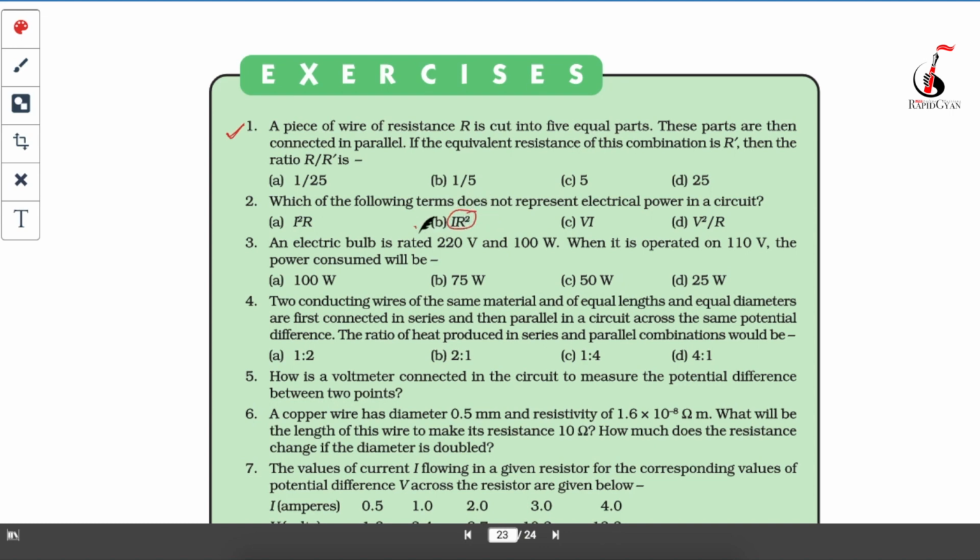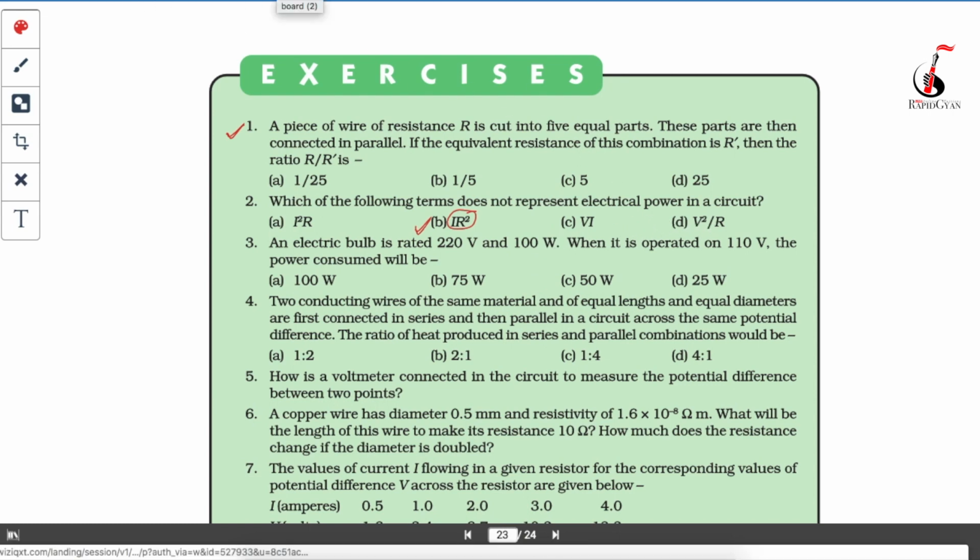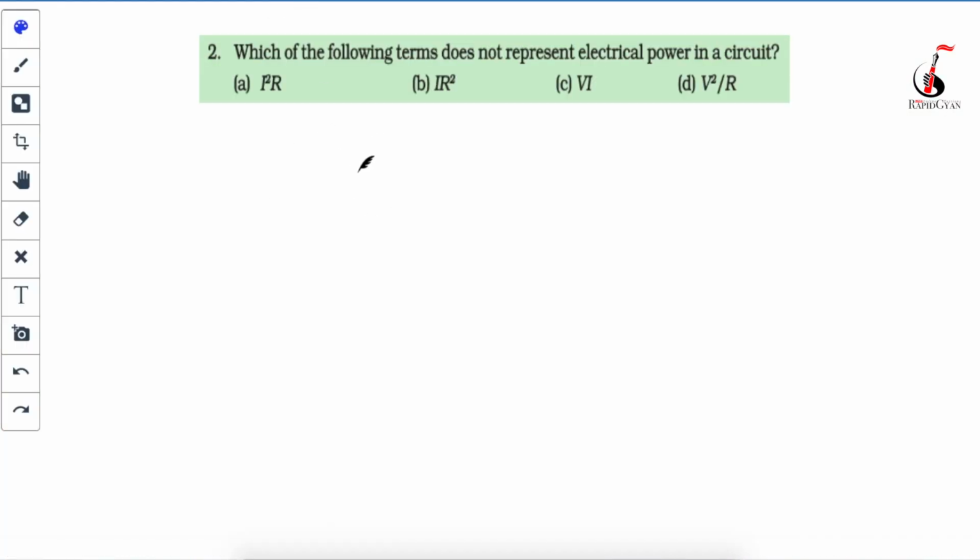This is your answer, that I square R does not represent electric power. How? If you have gone through my previous video, all of you must know the solution, but anyway I will solve it. So what's the value of power? We know power is equal to V multiplied by I. As per Ohm's law, V equals I into R.